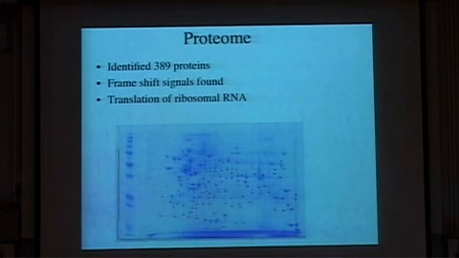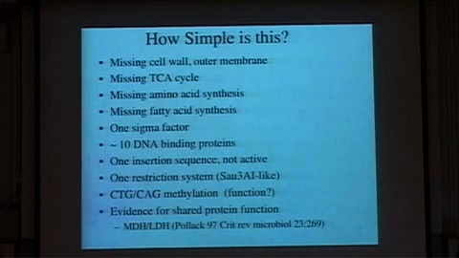The proteome has been done. We've identified 389 out of the 682 coding regions. This is a 2D gel with the spots marked that we picked for mass spec analysis, although we also did a whole cell version with MudPIT of the mass spec data.